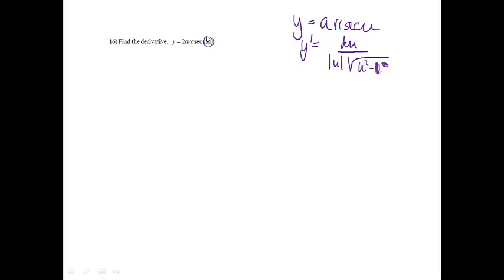Okay, and then our u is going to be 5x. So if we do this, we're going to have y prime equals, I'm just going to let this 2 tag along, so it's going to be 2 times du, which would be 5, over the absolute value of u, which would be the absolute value of 5x, and then square root u squared, which would be 25x squared minus 1.